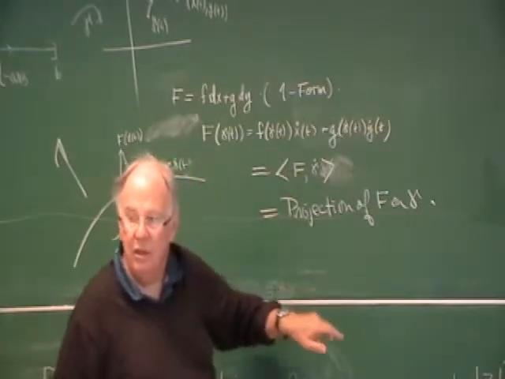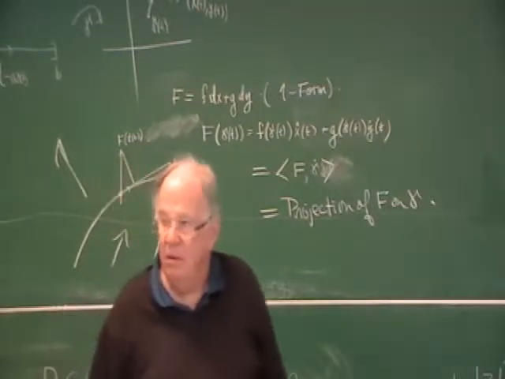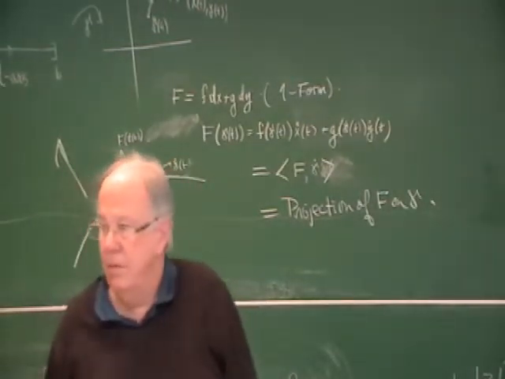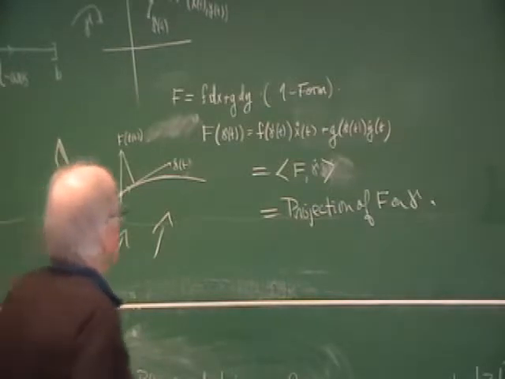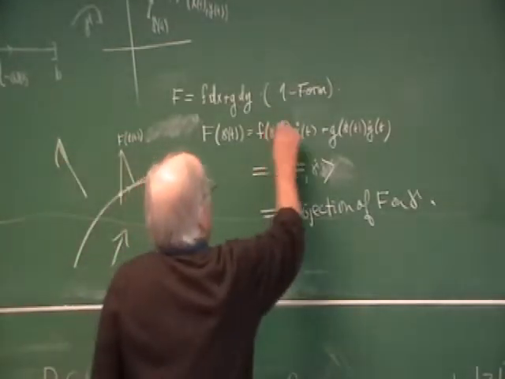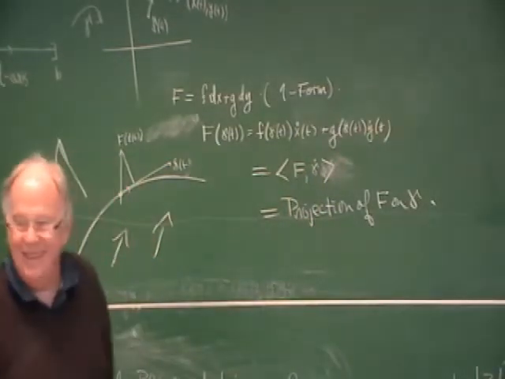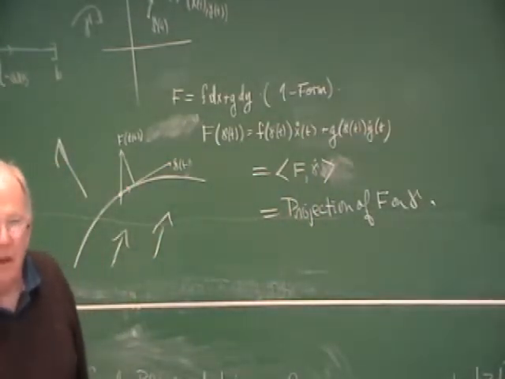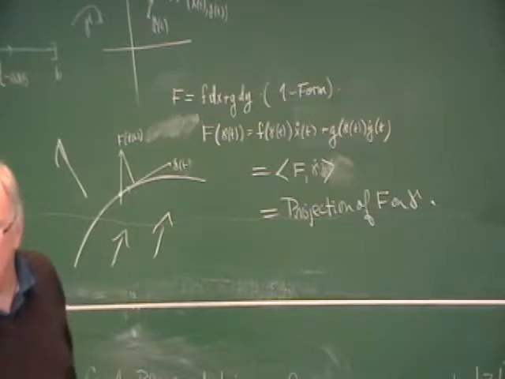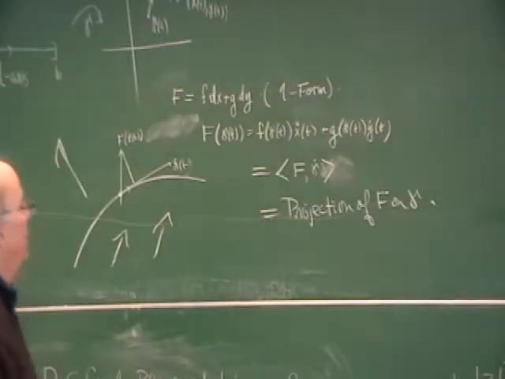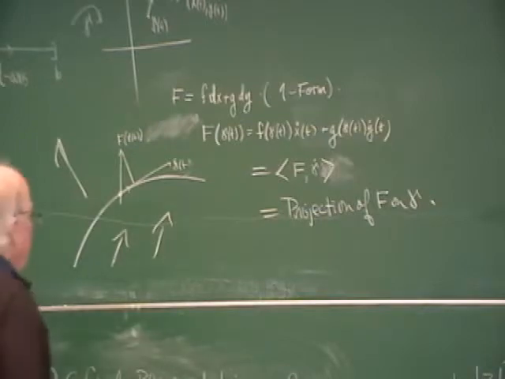Yes? Why do you evaluate f and g at gamma prime and not gamma? Oh, well, then I made some mistake. Thank you very much. Yeah, it's at the point gamma of t. Thank you. Okay, that's how you evaluate a one form. Think of it that way.